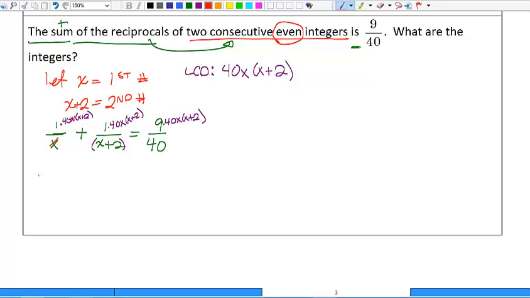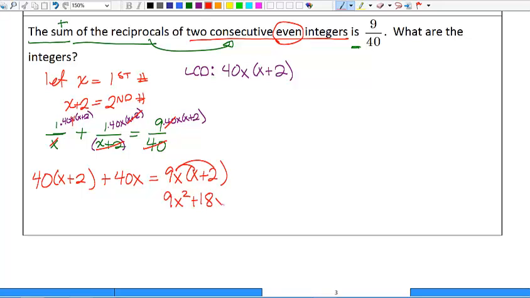So the x and the x divide out, and I'm left with 1 times 40, that's just 40 times x plus 2, because the x's divide out. The x plus 2 divides out on the second fraction, so we have a plus 1 times 40x, it's 40x. And on the last one, the 40's divide out, and I'm left with 9x times x plus 2. So I need to do a little bit of distributing and combining like terms here. Looks like I can combine 40x and 40x to get 80x on the left.